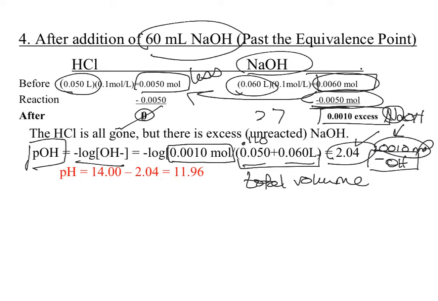Make sure you don't stop there. Then pH, again, pH is, if you hear breathing, that is my dog, not me. So pH is then 14 minus pOH. And as you would expect, if you've added excess base, your pH should be greater than 7.